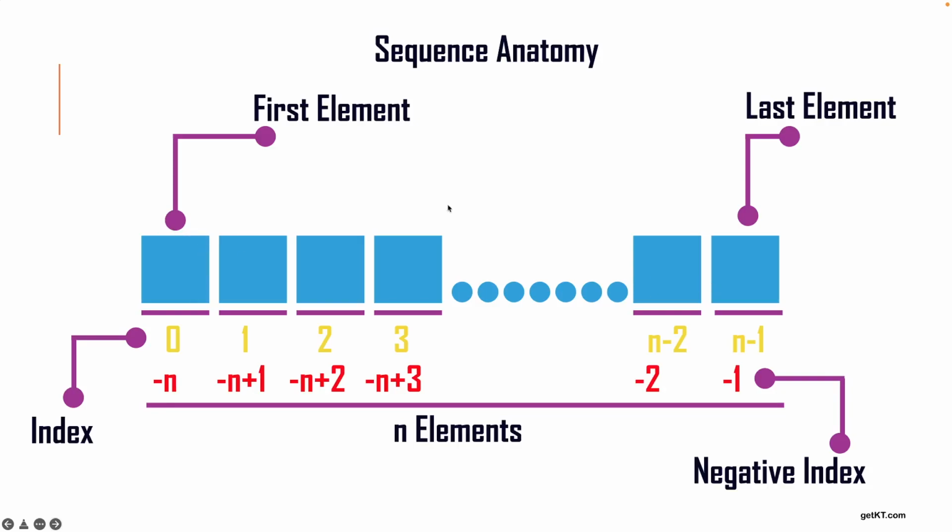So you have a sequence, first element, last element, and you have an index. Index is a kind of address. Think of index as an address to refer to those elements, which starts with 0 and ends with n minus 1. And there is also a special case where you can refer to these elements with negative indexing, which starts with -1 from the last, referring to the last element, to -n, referring to the first element.